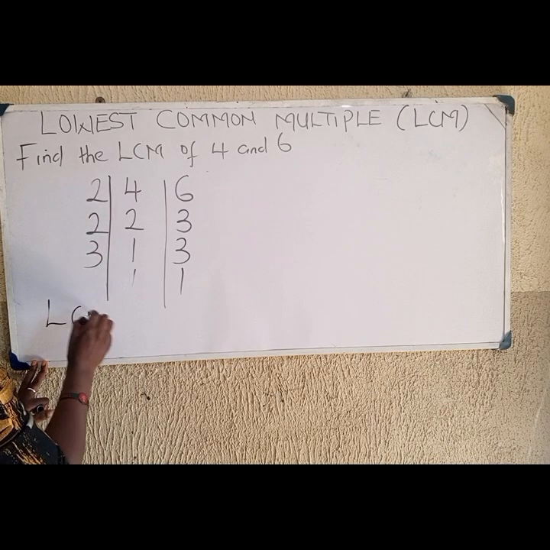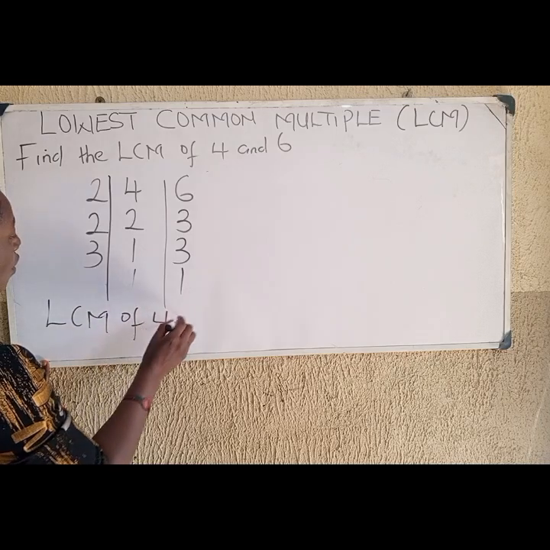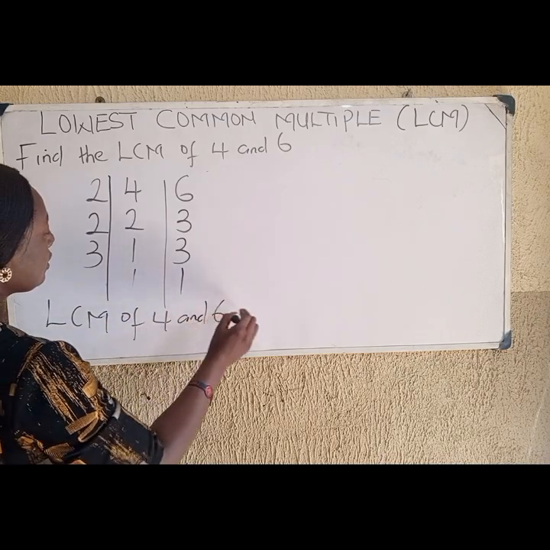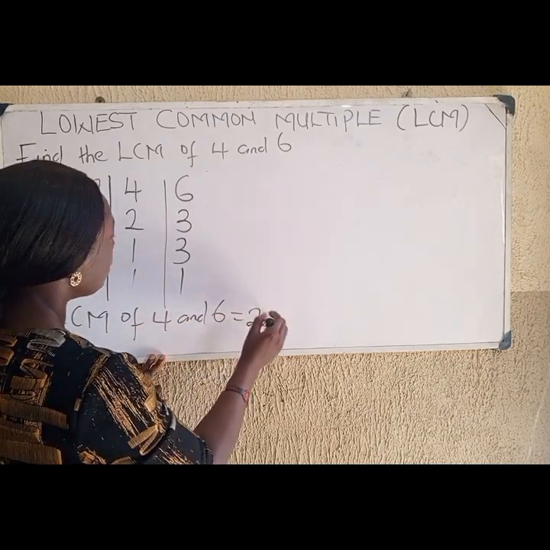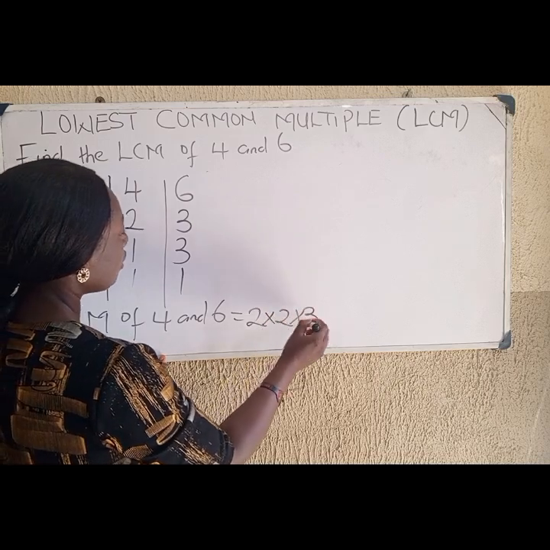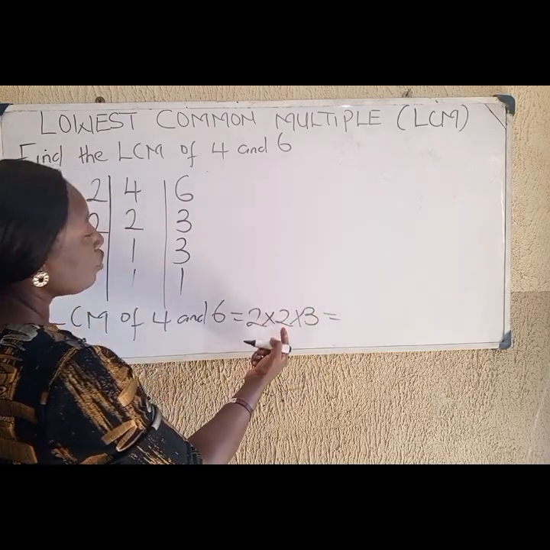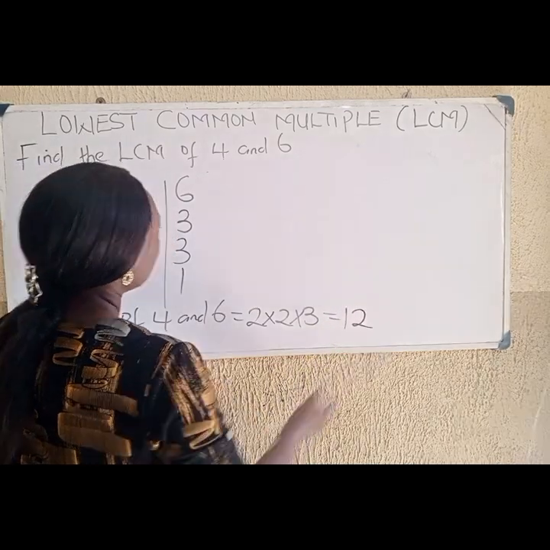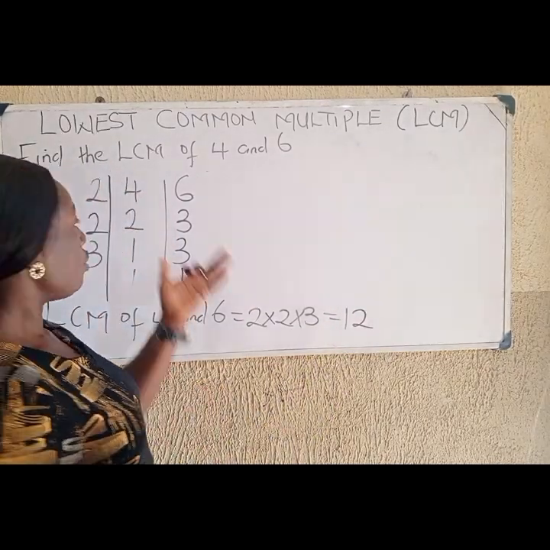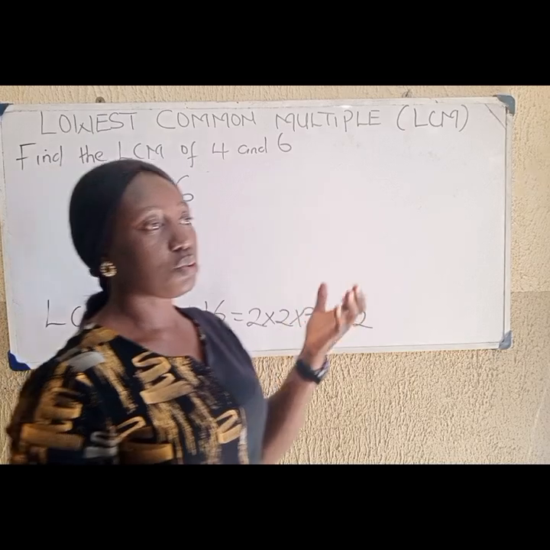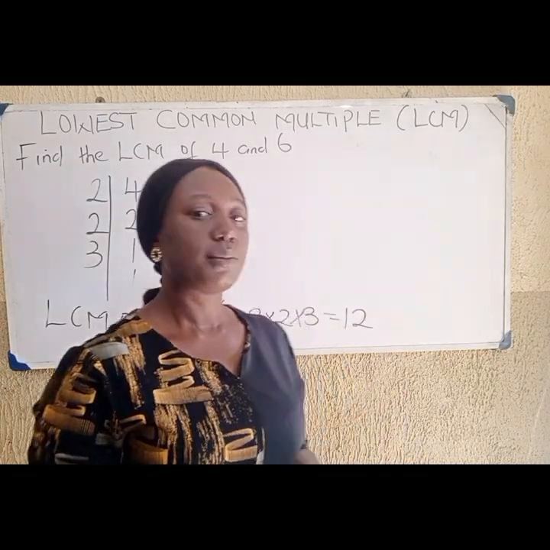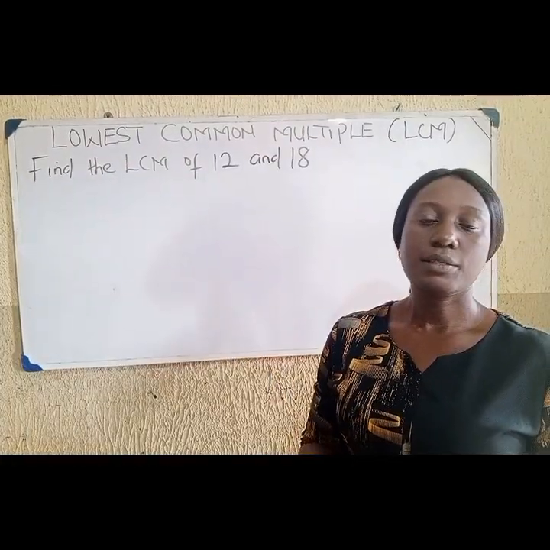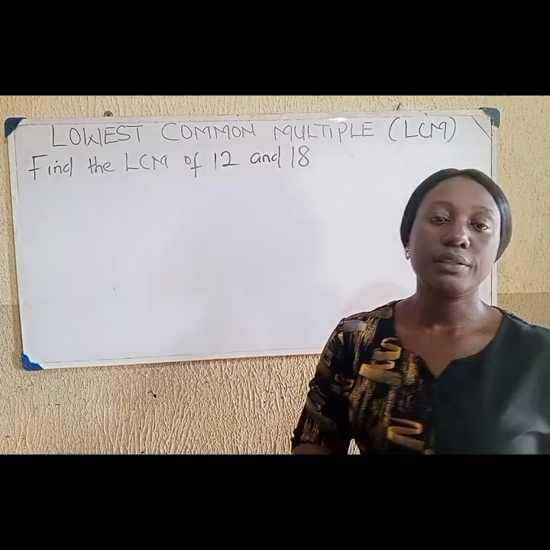So LCM of 4 and 6 is equal to 2 times 2 times 3. And 2 times 2 is what? 4. 4 times 3 is what? 12. So do you see now you can use this method to solve the LCM. I hope it's clear. Let's solve another problem on LCM.